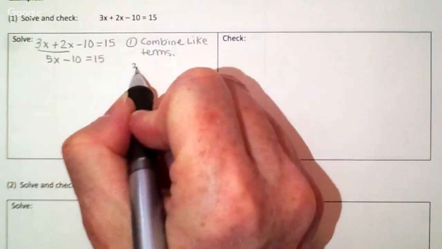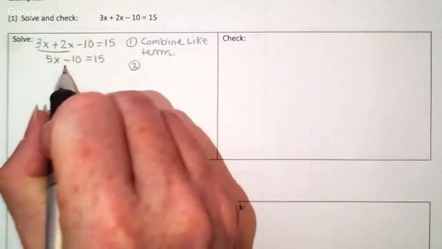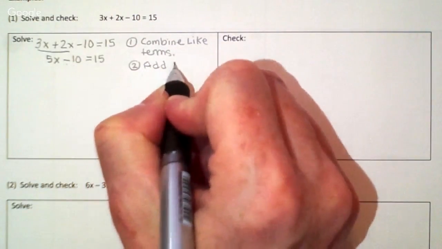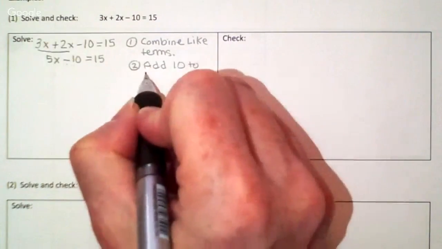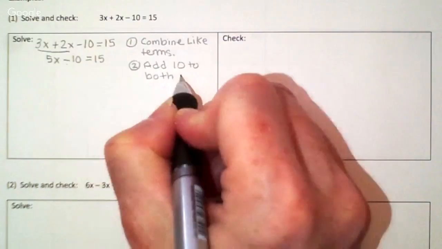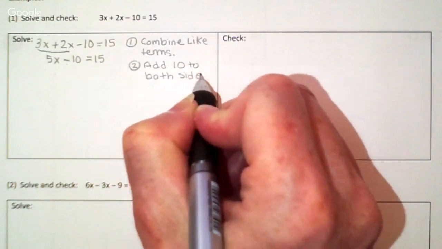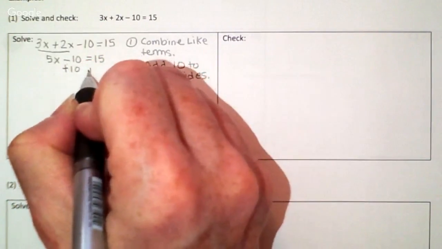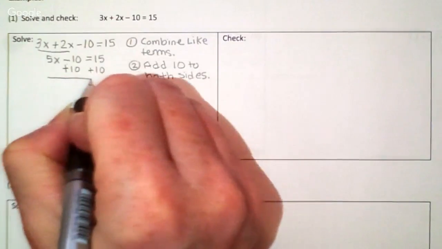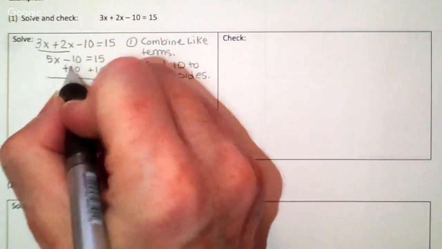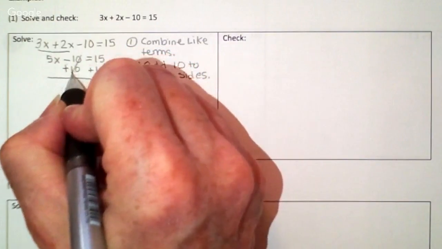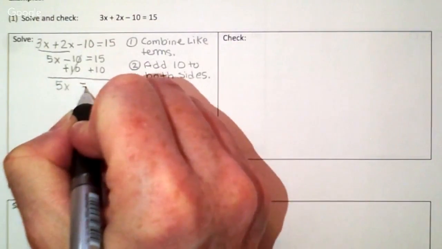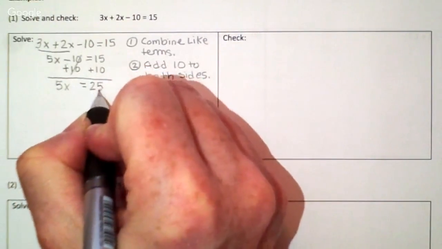Step two, because we have subtracting 10, we are going to add 10 to both sides. If we are subtracting 10 and we add 10, this is gone. So we are left with 5x on the left-hand side equals 25 on the right-hand side.